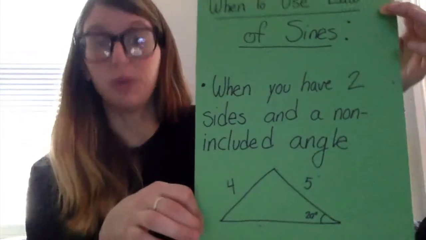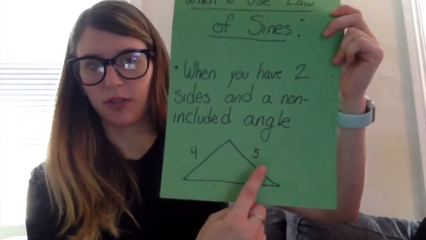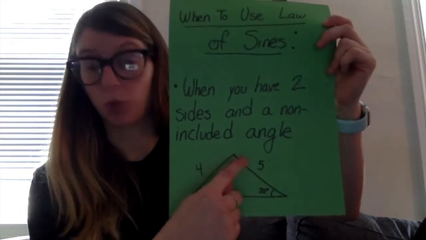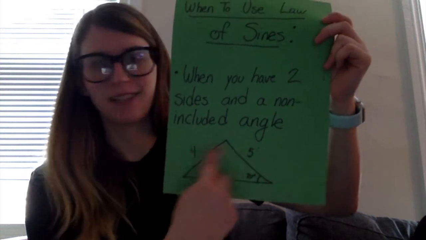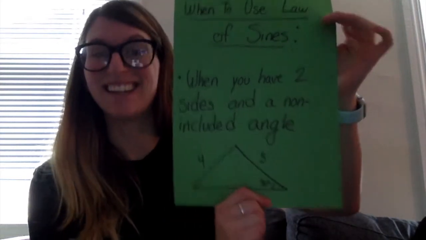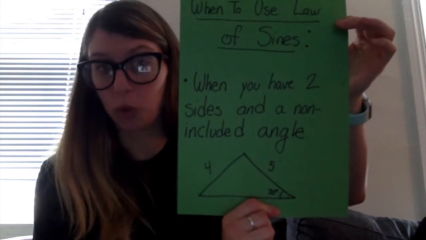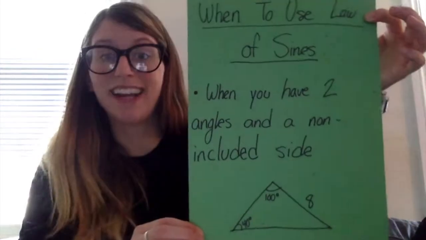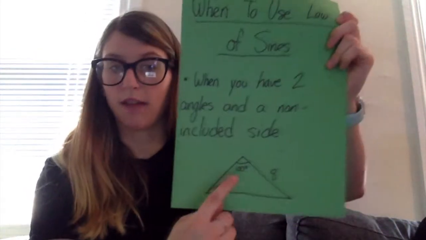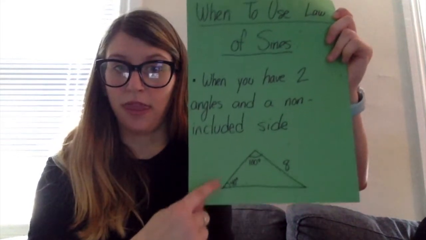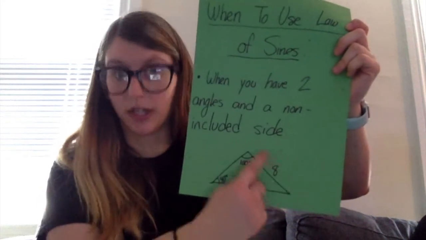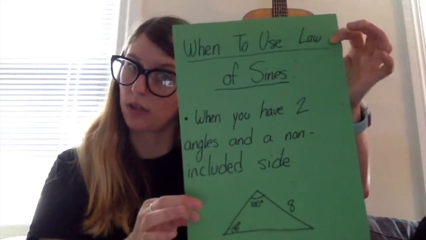What is an included angle? So you see how I have this side here and this side here? This would be the included angle. This would be the angle in between. Because he is not in between my two side lengths, he is a non-included angle. Cool. The other time you want to use the law of sines is when you have two angles and a non-included side. So I have an angle here, I have an angle here. This would be the included side, but I don't have that. I have a non-included side. And that is when you use law of sines.